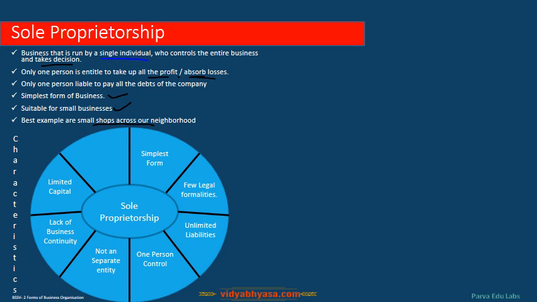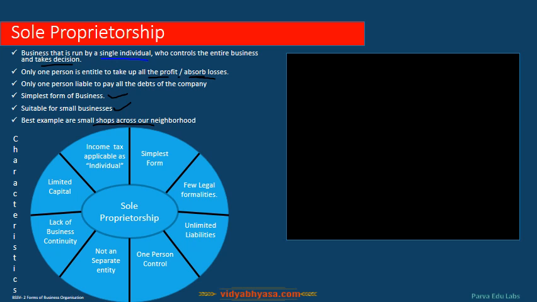Generally, one person can arrange a capital of X amount based on their strength. So setting up large industries is difficult with a sole proprietorship form of organization. Income tax applicable as individual. There are no separate income tax rates applicable for sole proprietorship. All the individual income tax rates are used in sole proprietorship businesses. So let's look into a few advantages and disadvantages of sole proprietorship.